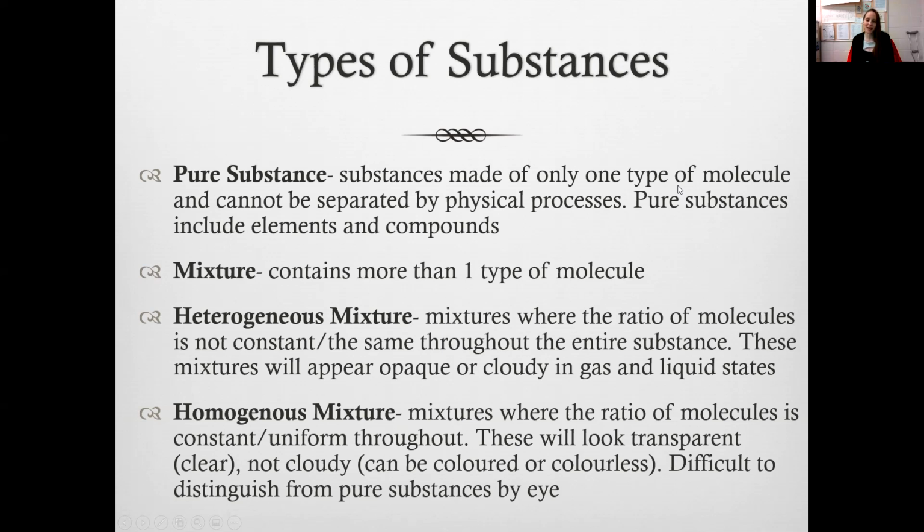On the other hand, with a homogeneous mixture, that's where the ratio of molecules is uniform throughout. Those mixtures, if they're a liquid or a gas, will look transparent. You'll be able to see through it easily. So yeah, that's how we can tell. If you know that something is a mixture and it's a liquid or a gas, you can tell whether it is homogeneous or heterogeneous based on how easy it is to see through.